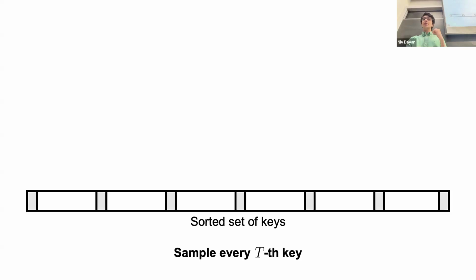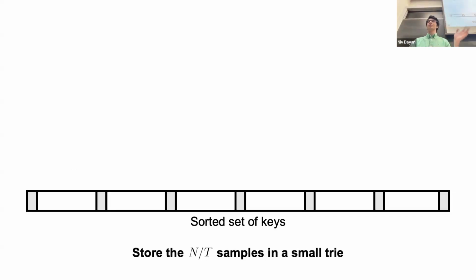So the way we're going to do this is as follows. I'm going to take the set of sorted keys. I'm going to take all of my keys and sort them. This is going to give me some sort of list. Then I'm going to sample every T-th key. These gray boxes are going to be my samples, and each two consecutive samples are going to be T apart. You can think of T as a big-ish parameter, around 1024. So you're going to get N over T samples, which is a much smaller set compared to the set of all keys that you have in your data set.